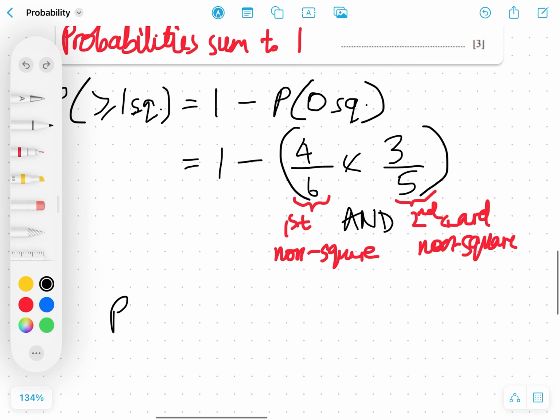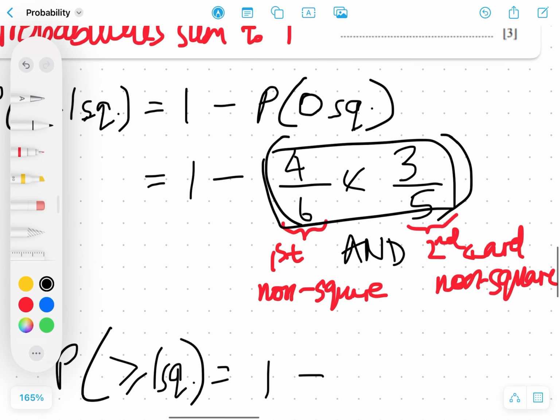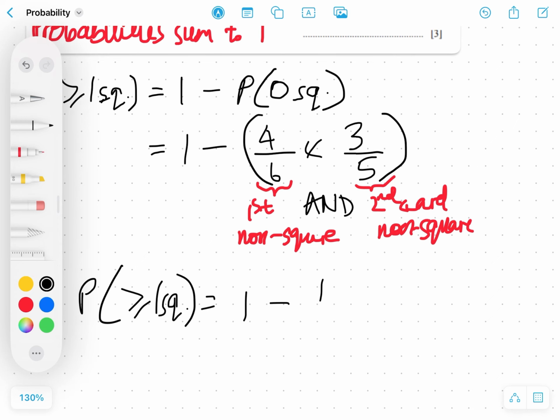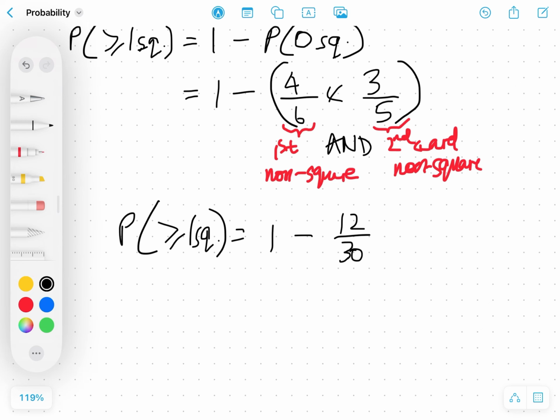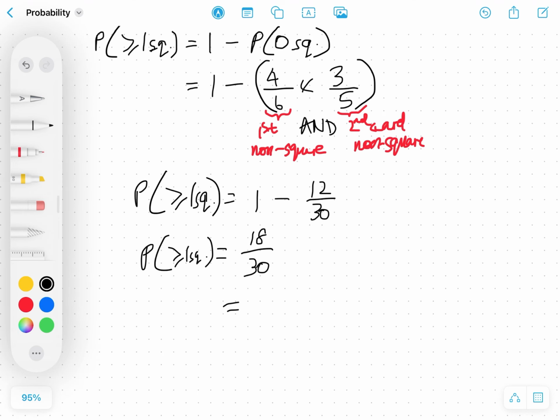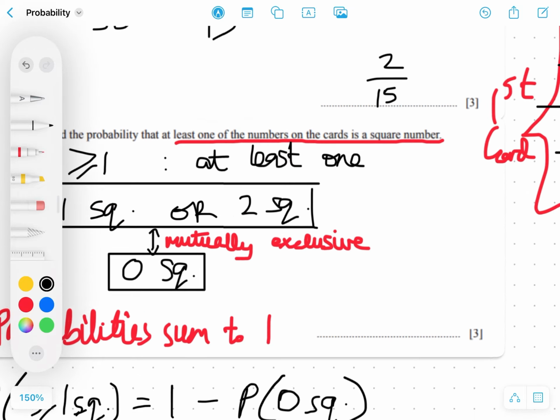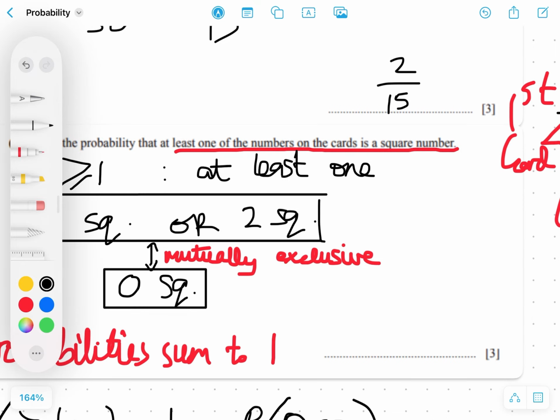So therefore, the probability of obtaining at least one square number is equal to 1 minus, if you multiply this out, you get 12 over 30. So it's equal to 1 minus 12 over 30. Therefore, the probability of obtaining at least one square is 18 over 30. And that can be simplified to 3 over 5. And that's our answer for that one. That's the probability of at least one of the numbers on the cards being a square number.